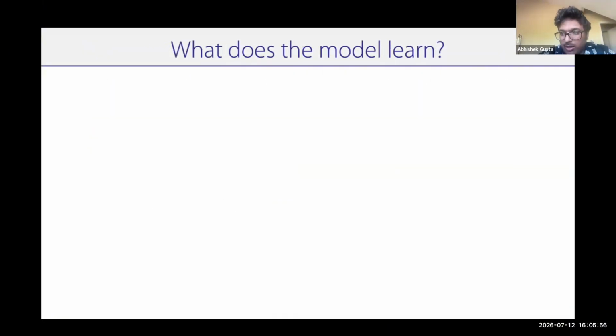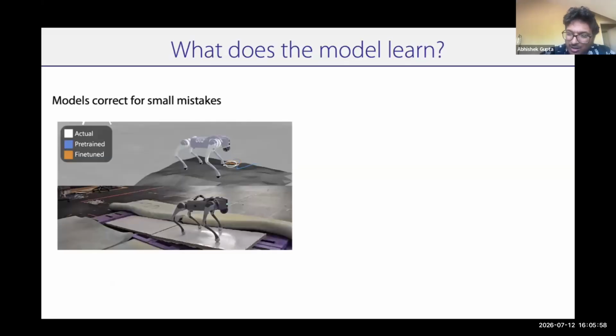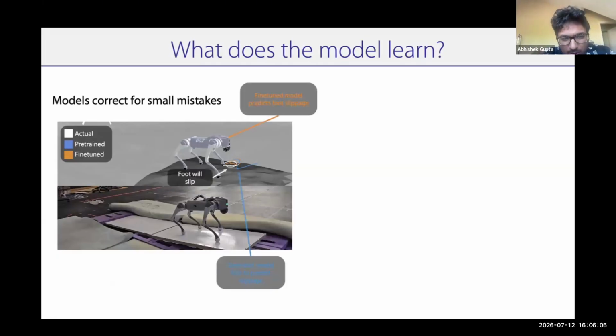And lastly, if you look at the model's performance, you can see that it often corrects for tiny little mistakes. For instance, you're initially predicting one of the footsteps wrong, but with a little bit of experience, you figure out how to predict slip or how to predict contact. And so you just make local adjustments on the dynamics of the model and you don't have to worry about making big policy changes.